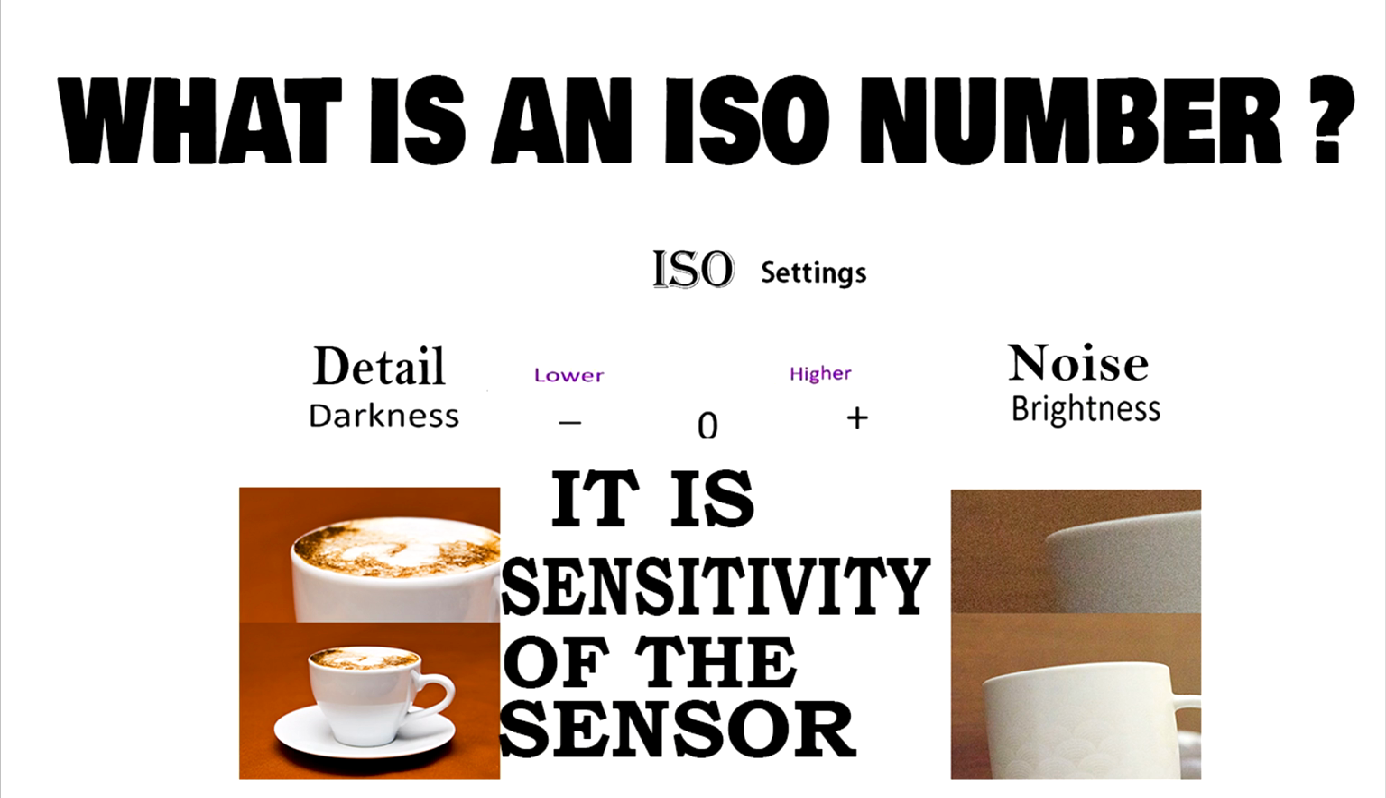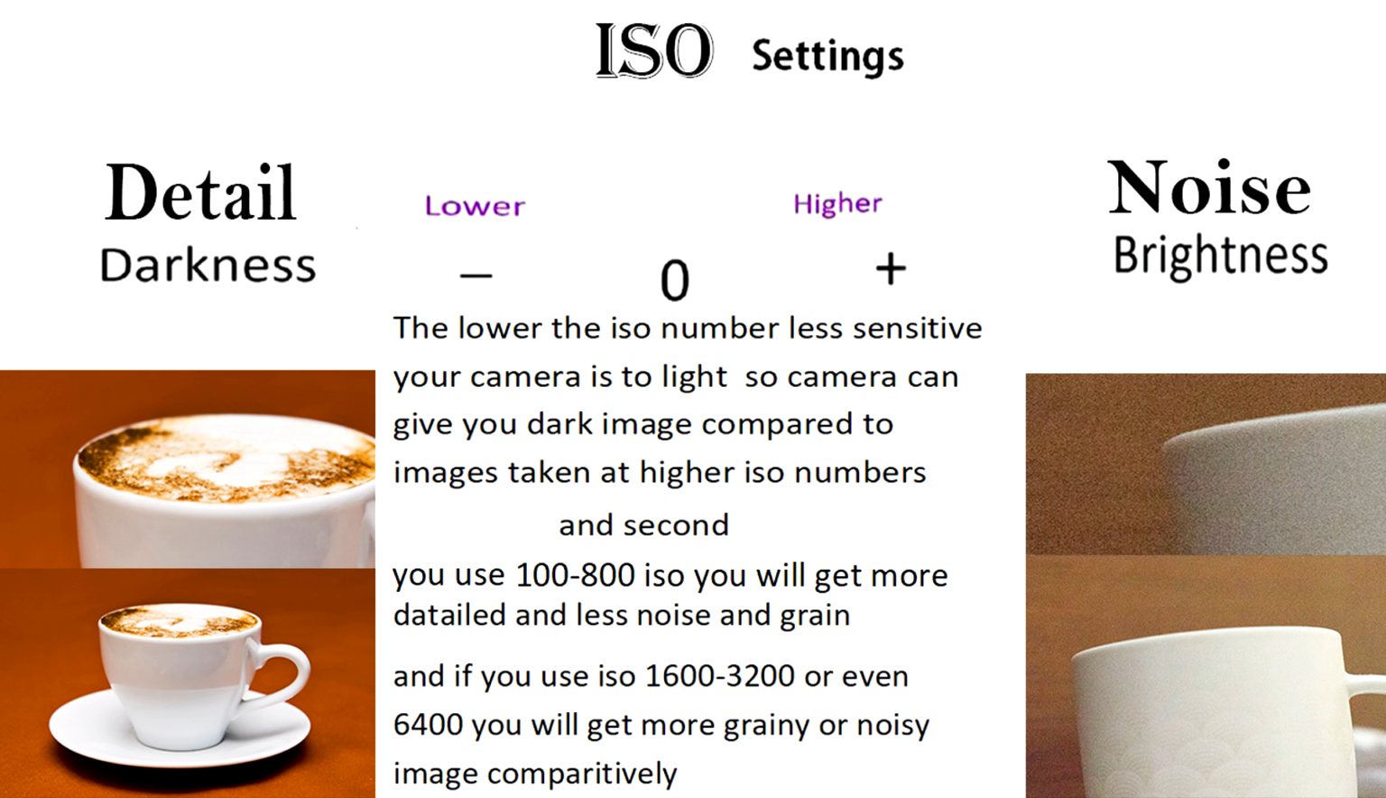Now we will talk about the ISO. Guys, first we should know its meaning. It is basically the sensitivity of the image sensor. The lower the ISO number, the less sensitive your camera is to light, so the camera can give you a dark image compared to images taken at high ISO numbers. The higher the ISO number, the more sensitive your camera is to light, so the camera can give you a bright image compared to images taken at lower ISO numbers.